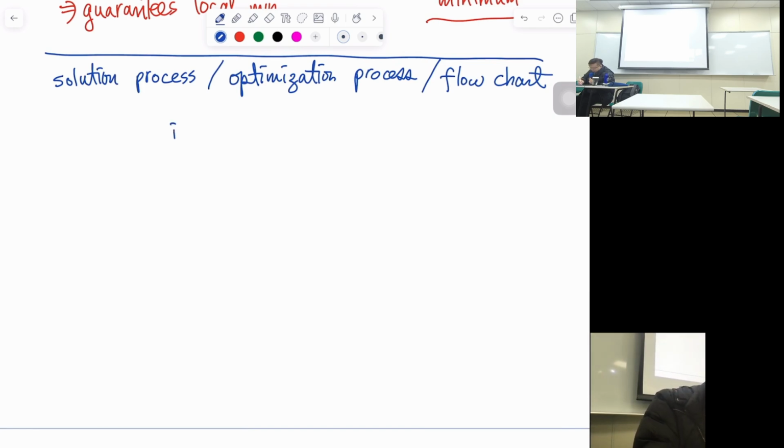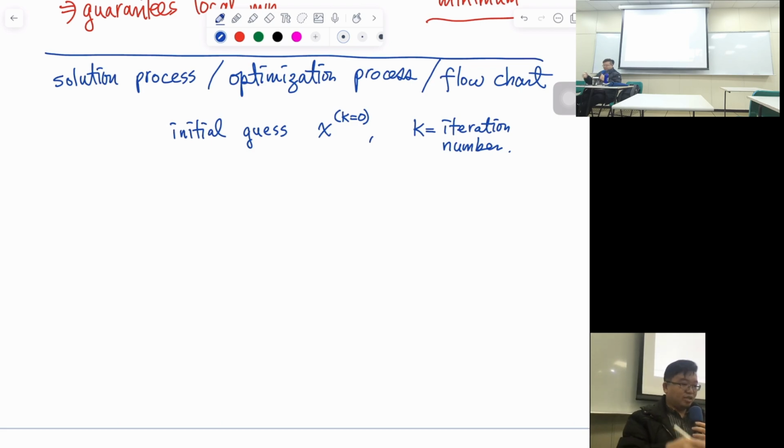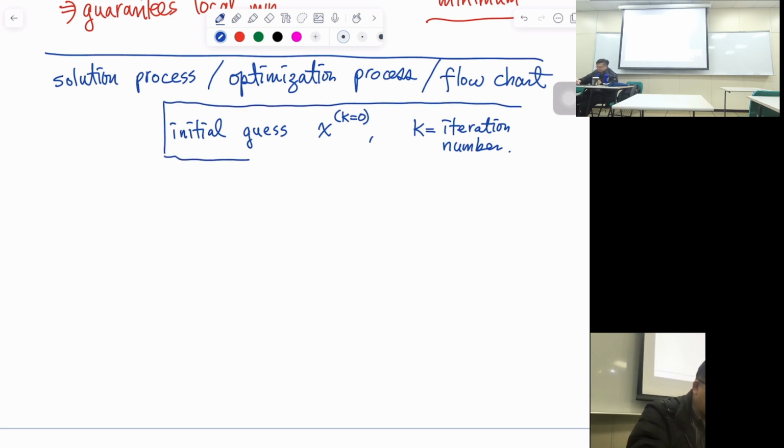So initially, you have an initial guess, some x, and here I'm going to call this k equals 0. So what is k? K is the so-called iteration number. And in my approach, k starts with 0. So you make a guess. x0 is a number you guess. It doesn't matter which number you guess. If you have a poor guess, you may get a poor result.